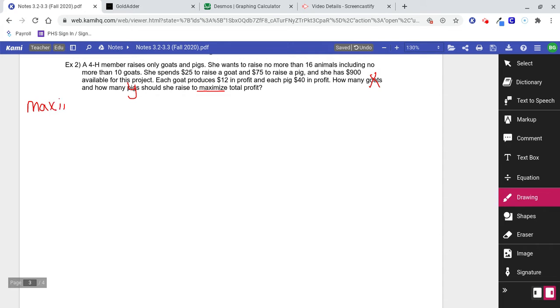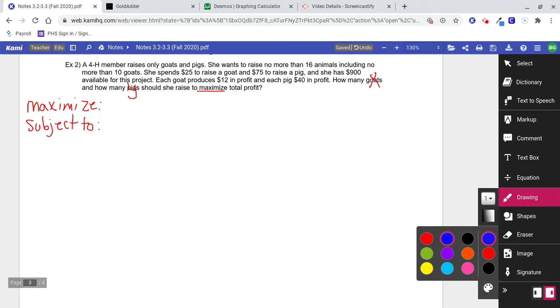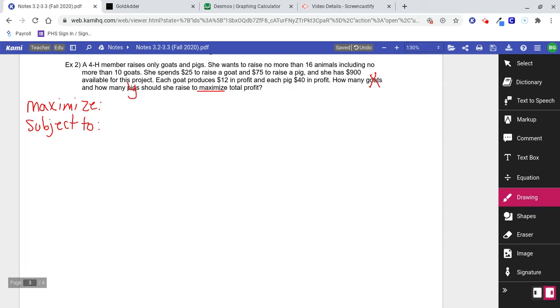It's maximize something, subject to some constraints. So we're talking about profit. So I would go back and look for the numbers that are talking about profit. Okay, well, it looks like each goat produces $12 in profit and each pig is $40 in profit.